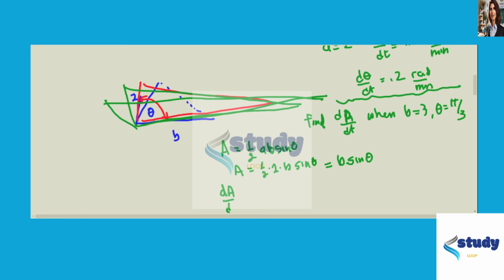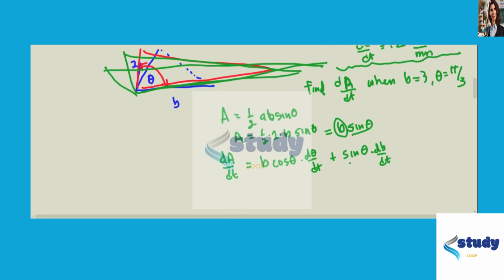The derivative of A, which is dA dt, equals the first, B, times the derivative of the second, which is cosine theta, times the derivative of theta, plus the second, which is sine theta, times the derivative of the first, which is dB dt. Okay, the first, B, derivative of the second, cosine theta d theta dt, plus the second, sine theta, times the derivative of the first, dB dt.